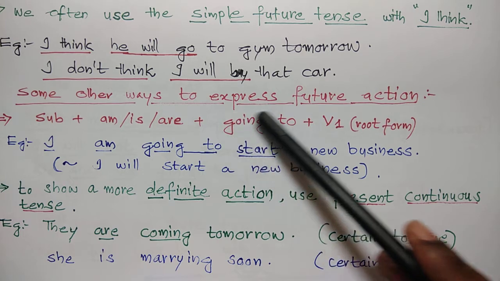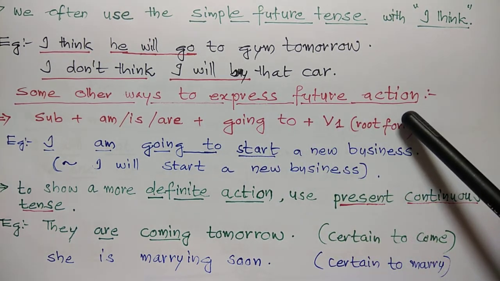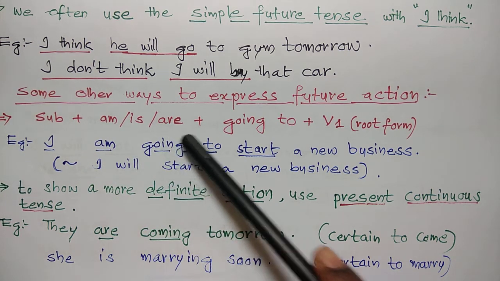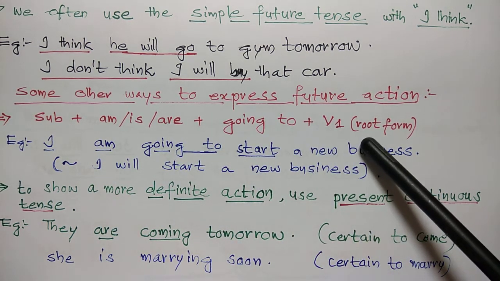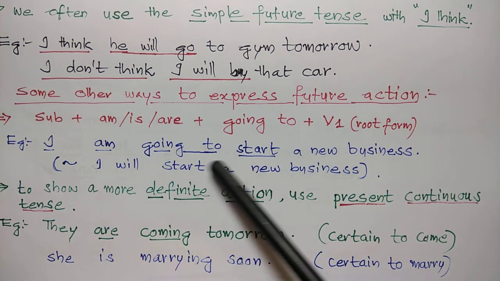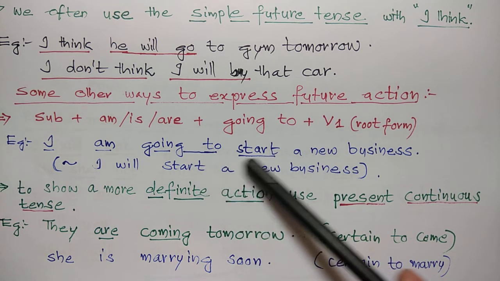Some other ways to express future action. First one is subject plus am or is or are plus going to plus V1. That is root form. See the example. I am going to start a new business. So this is a future action.